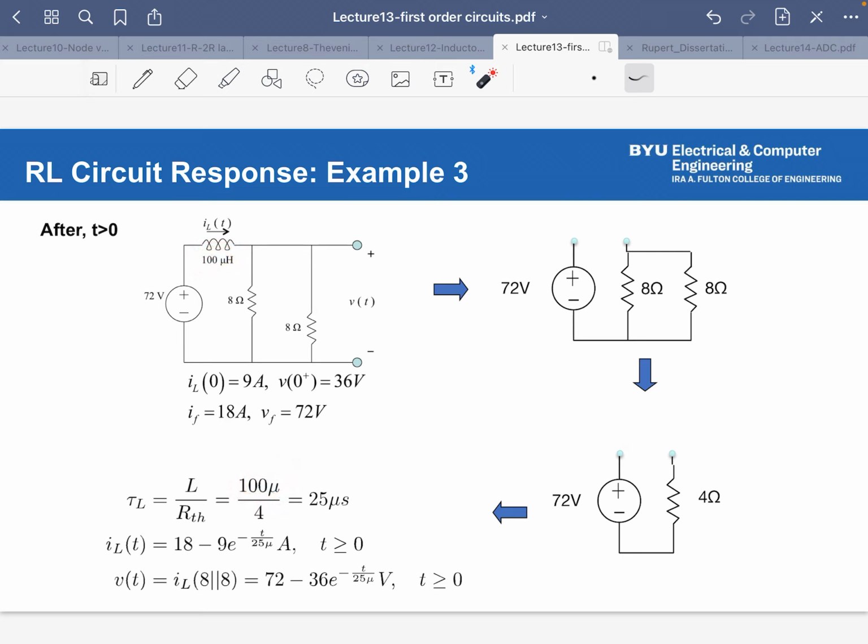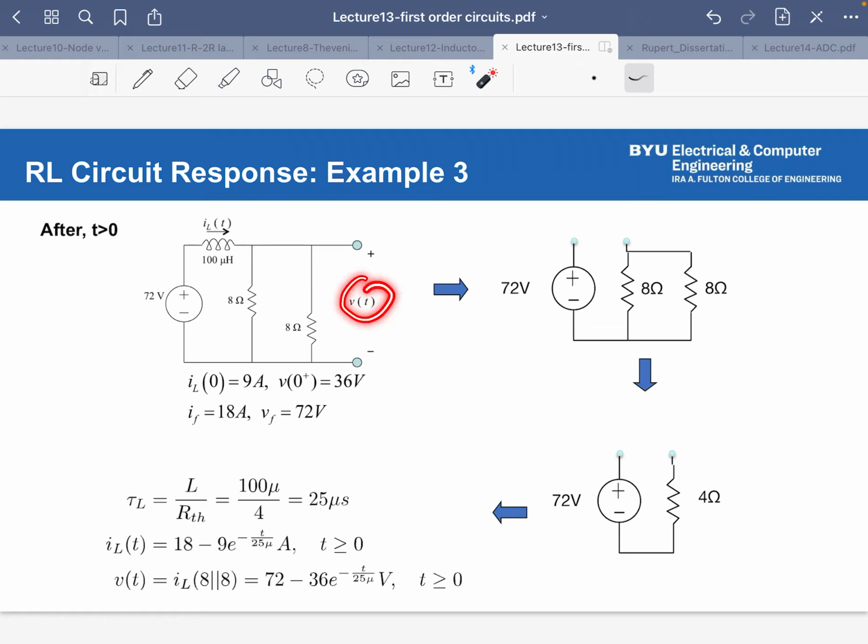So IL is going to be the final current, which was 18, plus the initial minus the final. So the initial, I guess, was 9 minus 18, so that would give you the minus 9. And then the e to the minus t over tau. Now, if we want to find, so that's this current here.